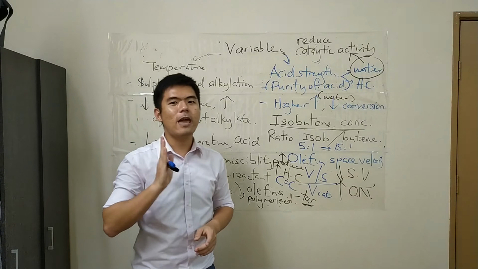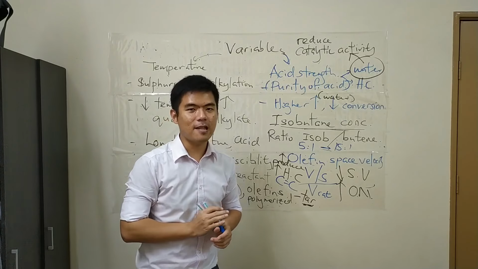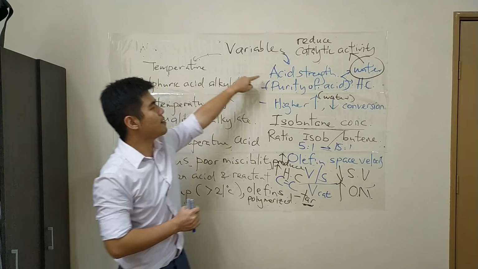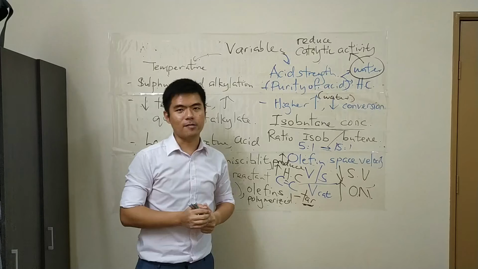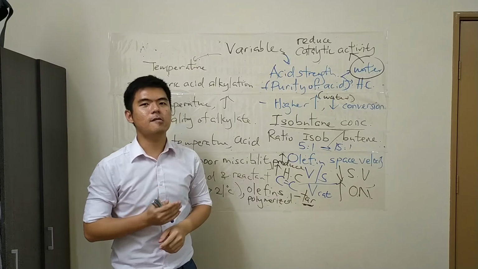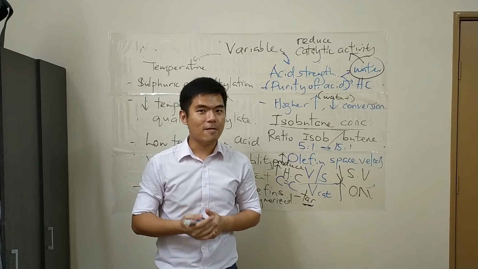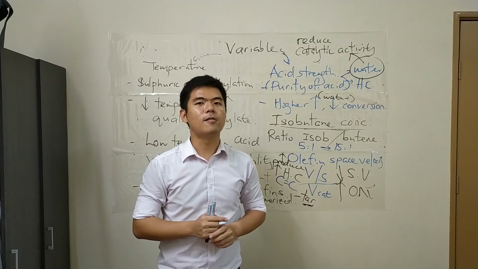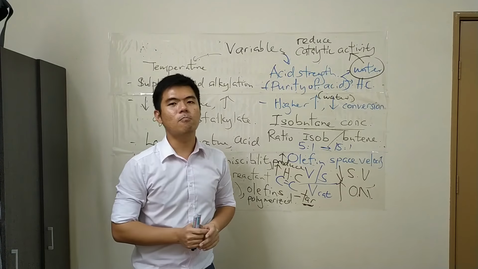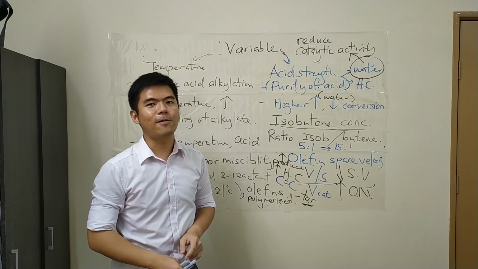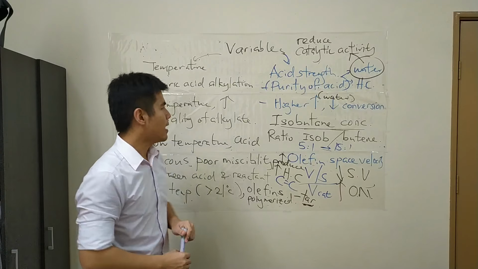So in general, we have four operating variables: temperature, acid strength, isobutane concentration, and also olefin space velocity. For your information, all these variables are very important. This is our CLO tree. So definitely, all these parameters could be included in our final examinations.